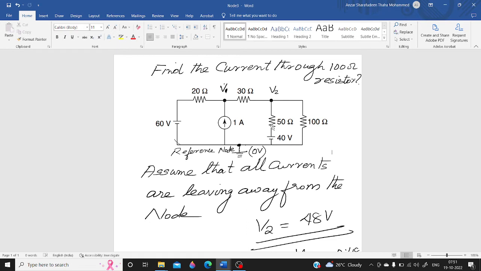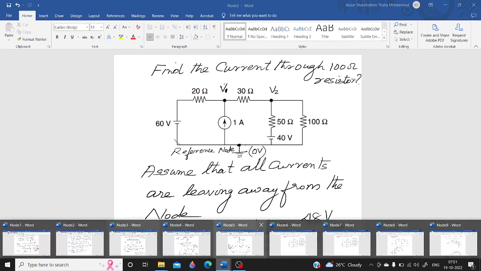Okay, then for each node you assume that all the currents are leaving away from the node, other than the current due to the independent sources. Then you apply KCL for each node. You will get a nodal equation for each node, and you solve for the node voltages, and from the values of voltage you can find the current through any of the branches. Okay, that's all.